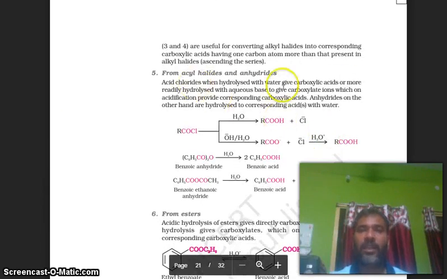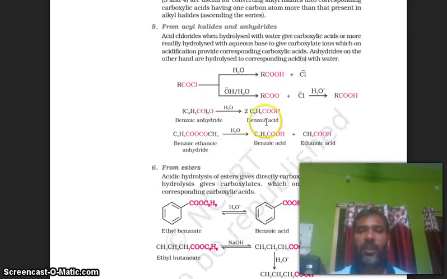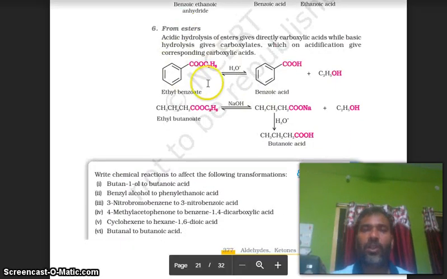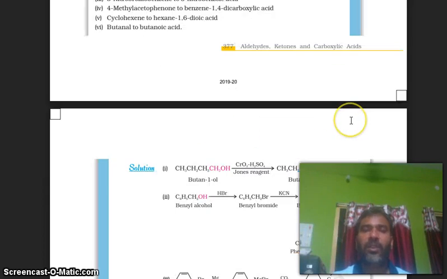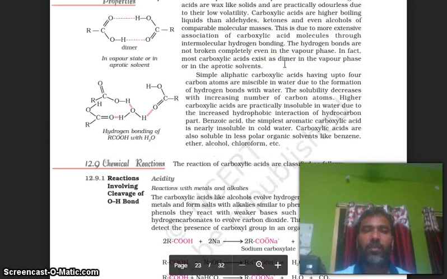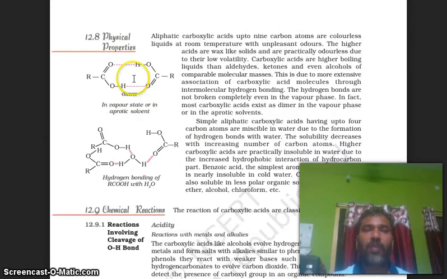From acyl halides and anhydrides, you see the formation of acid. Anhydride also gives two molecules of acid. Benzoic ethanoic anhydride gives two different products, benzoic acid and ethanoic acid. From esters, hydrolysis gives benzoic acid and alcohol. This is an ester, giving butanoic acid and so on. A lot of examples. Now physical properties, you see the formation of dimers by hydrogen bonding.